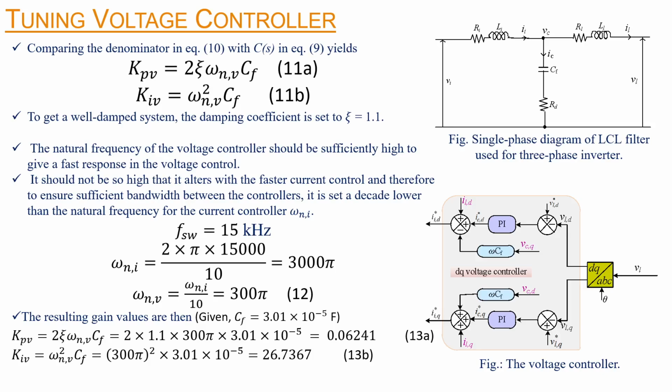So we have a switching frequency of 15 kilohertz, and then we have the frequency for the current controller as 1 decade lower. So we get 3000 pi. So we get the frequency for the voltage controller as 300 pi. Now we will substitute all these values, and we have the given filter capacitor value. We get these parameters for the PI controller in the voltage controller.